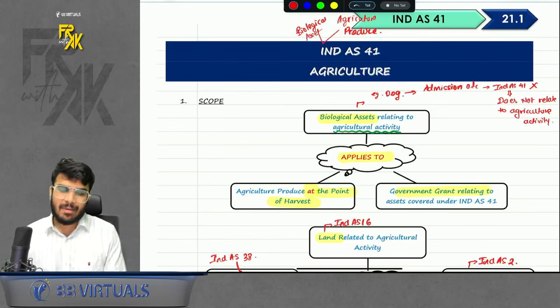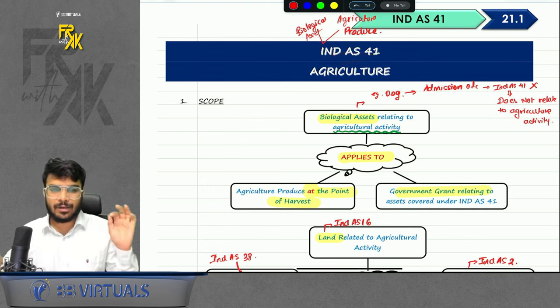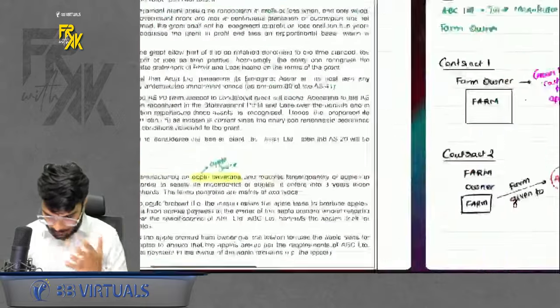So welcome everyone to this revision session on Ind AS 41, where we will try to revise the concepts and the questions of Ind AS 41, right? A very easy Ind AS. Let's try to revise this. Also, I will use the help of my board notes.